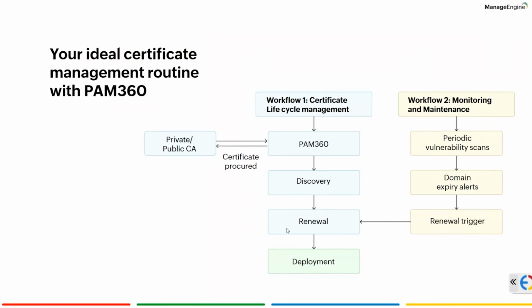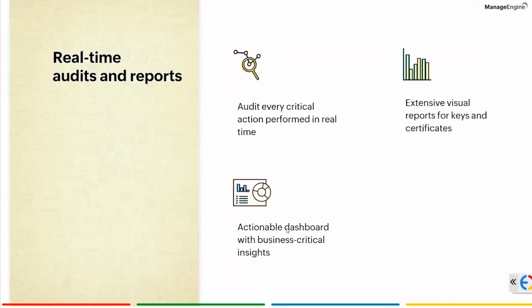So you can run periodic vulnerability scans. PAM 360 also tracks domain expiration and notifies you on the same. So these two finally end up with the renewal. So you can renew the certificate based on the signing authority and deploy the certificate to the target endpoint where the certificate will be consumed.